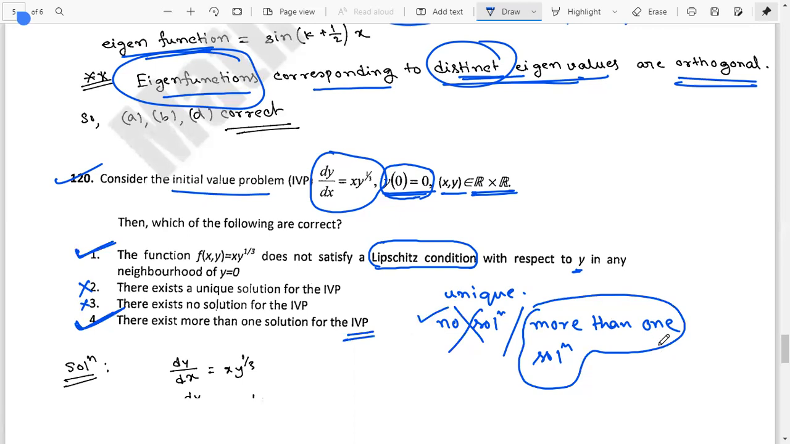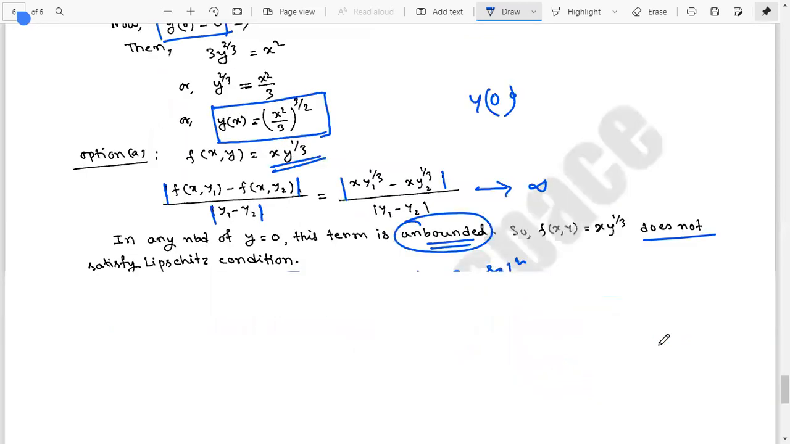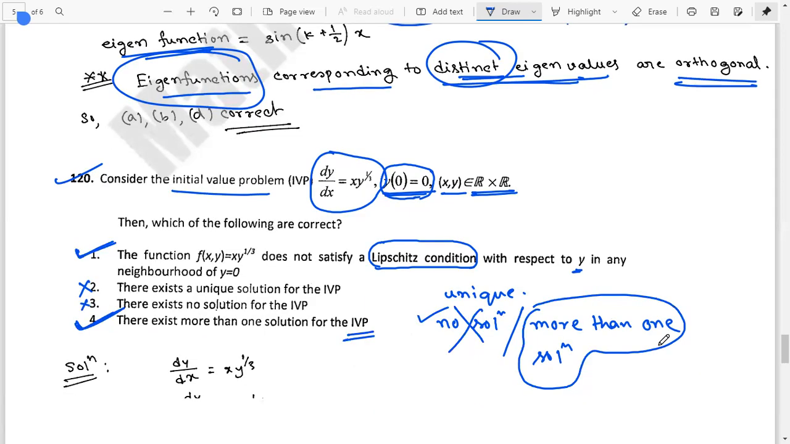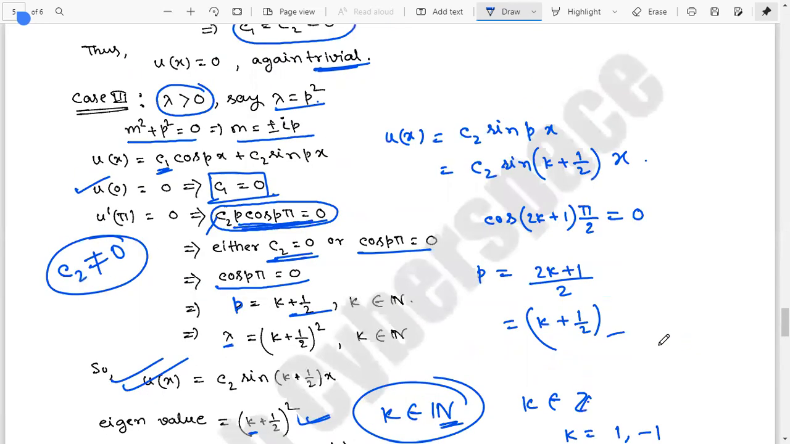I think this is the last problem in 2013 June from the ordinary differential equation section. So I have solved all the problems which were asked in 2013 June.